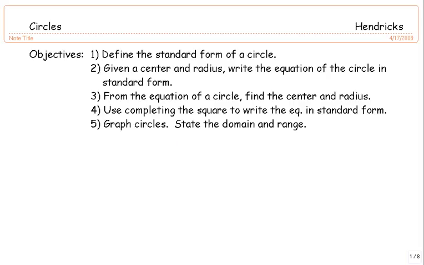The topic of this video lesson is on circles through equations and graphs. Specifically, we're going to define the standard form of a circle. Given a center and radius of a circle, write the equation of the circle in standard form. From the equation, find the center and radius. Use completing the square to write the equation in standard form, and graph circles by hand, and we will also talk about the domain and range.